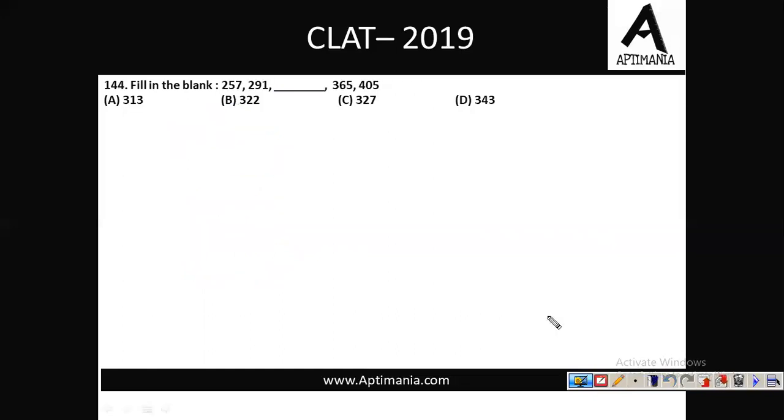Next question. Again, a very easy one. We need to fill this blank. The difference between 257 and 291 is 34. The difference between these two numbers is 40. So suppose here is the number X. If their differences become 36 and 38, this will make a logical series. So we need a number over here which is 36 more than 91, or 38 less than 365. The answer in both cases will be the same, 327. So the answer to this question is 327, option C.